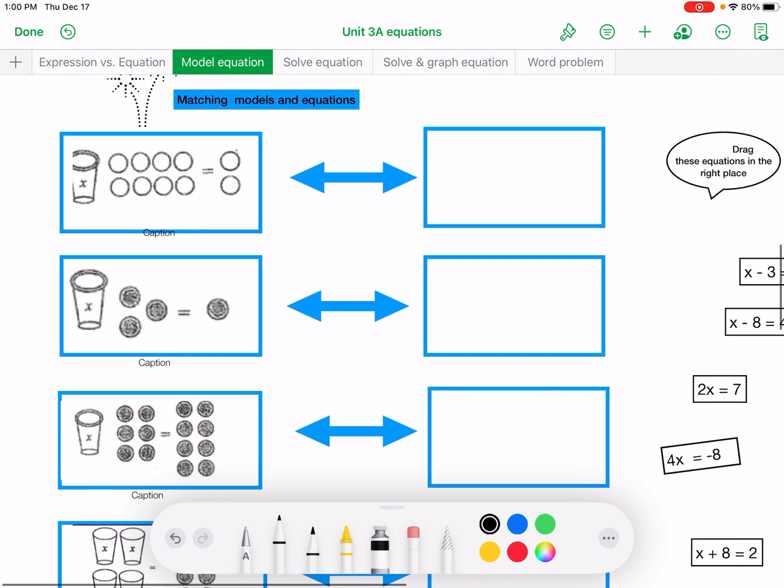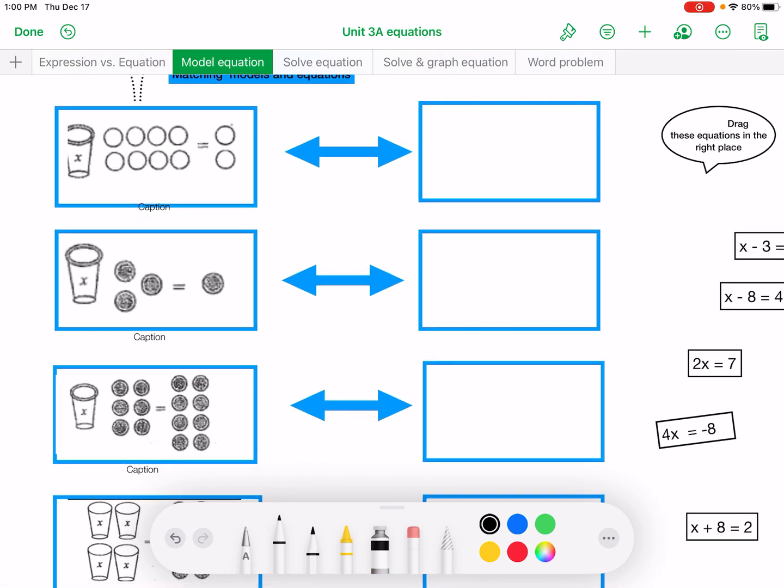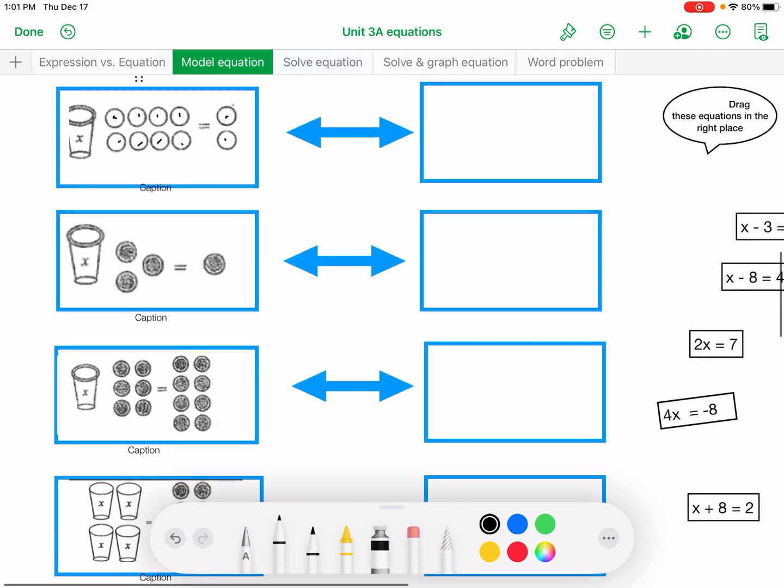Here we are going to be matching the models. These are not algebra tiles, but they are giving you the models. It will be clear which one the variable will be. The unknown here is the cup, and they put the X on there to let you know. So if you look at the top, we have one variable, 1 cup, plus 1, 2, 3, 4, 5, 6, 7, 8. So this is going to be x plus 8 equals 2.